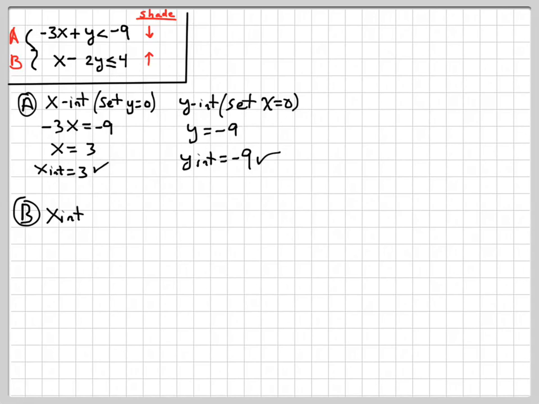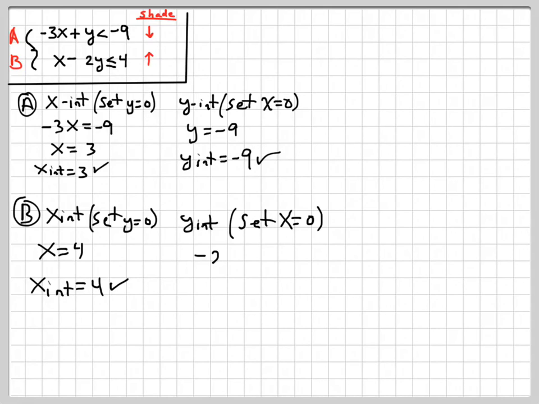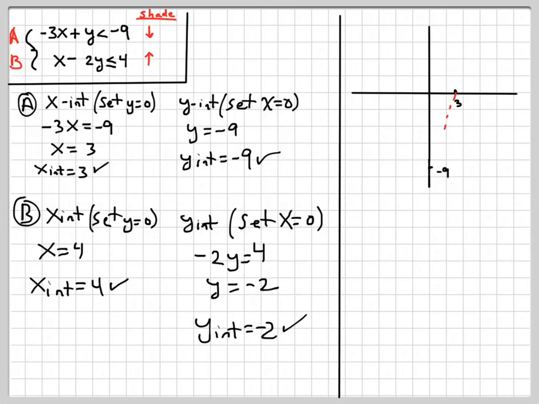Now I move on to inequality B. I'll find the x-intercept the same way, setting y equal to 0. I get x equal to 4, and that is done. And then I do the y-intercept. I need two intercepts, or 2 points, to make a line. So the y-intercept for inequality B, I get that y is equal to negative 2. After I have that, then I graph the lines.